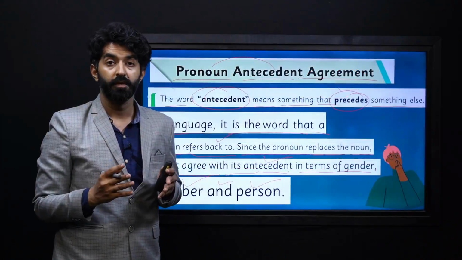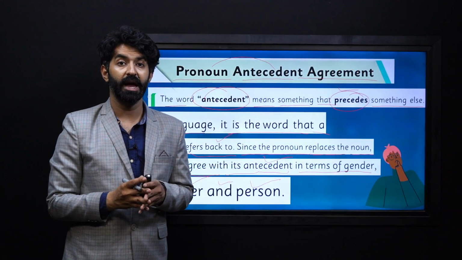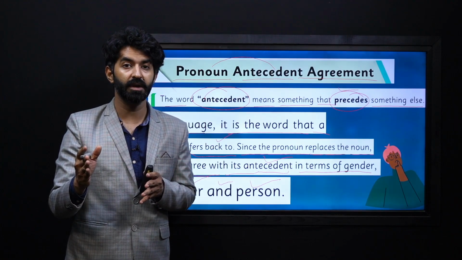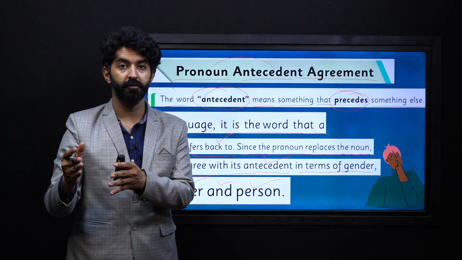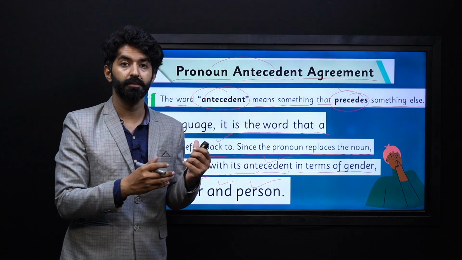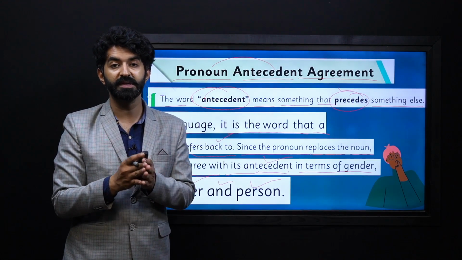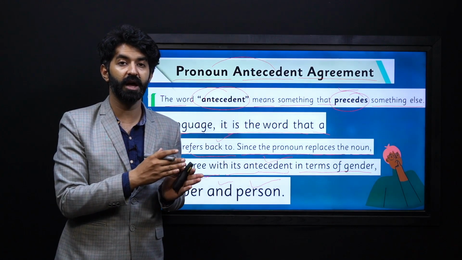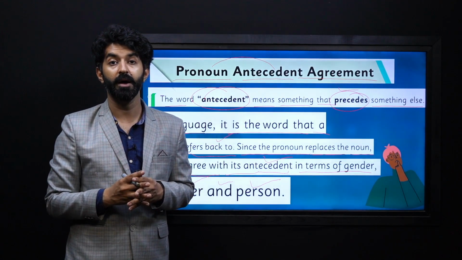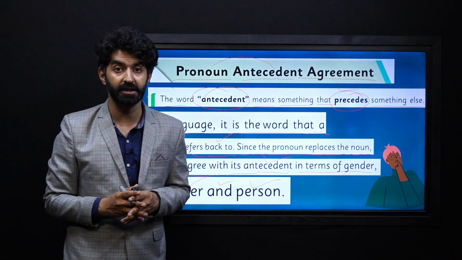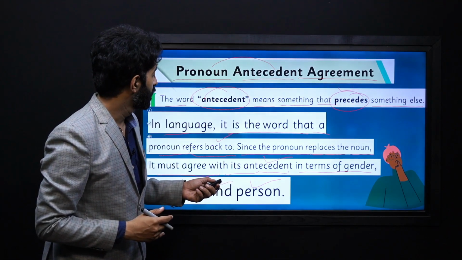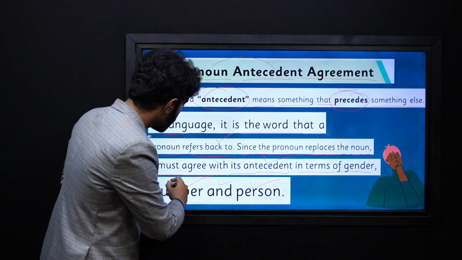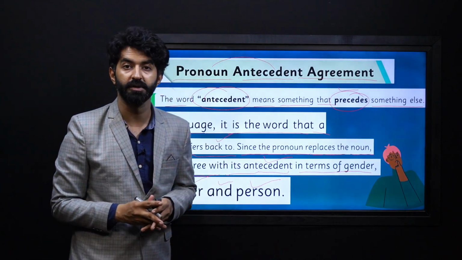So the keyword here is antecedent. It means that it is preceding something forward with something that is behind. So it precedes it. Such pronouns that precede the noun before are called a pronoun antecedent. Now we will see it in gender, number, and also person.